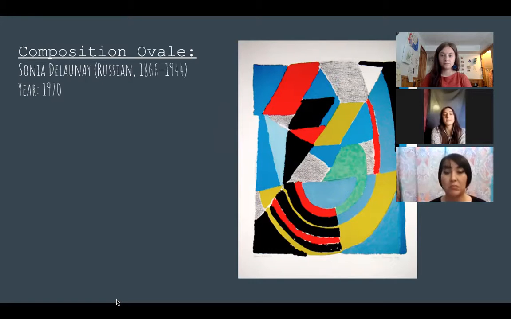It could be candy, a face, a building. Just write down one word. Okay, so based on that word that you wrote down, what does this artwork make you feel? Does it make you feel happy or nervous, excited?